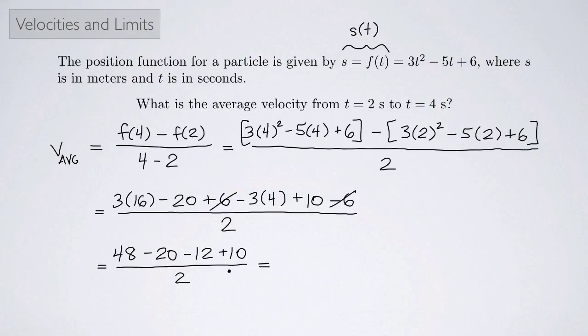And so if we compute all this, we end up getting 26 over 2, which is 13, and the units will be meters per second. You'll notice that velocities will have units of meters per second if we're talking about our standard units of meters and seconds. If we're talking about, say, feet and seconds, it'll be feet per second. It will always be some kind of a length over some kind of a time.